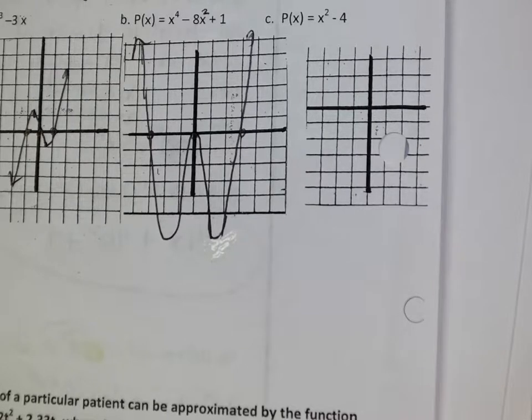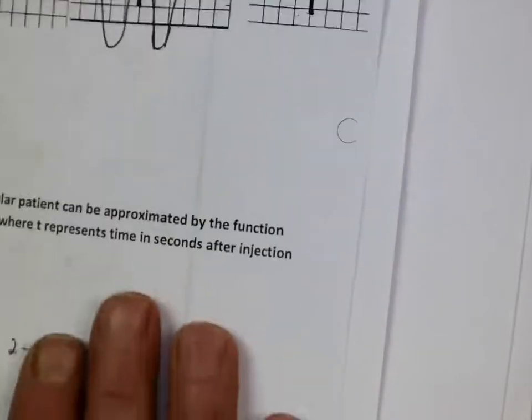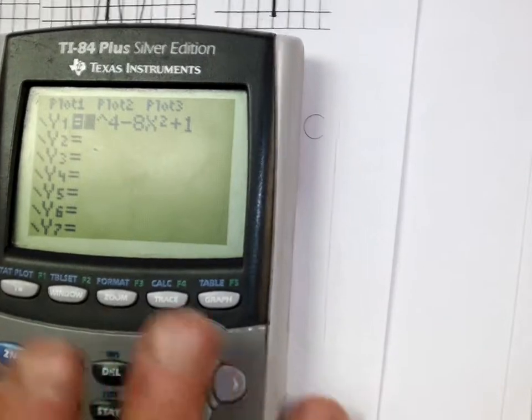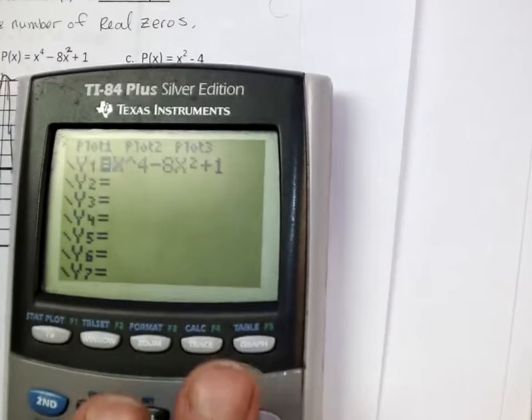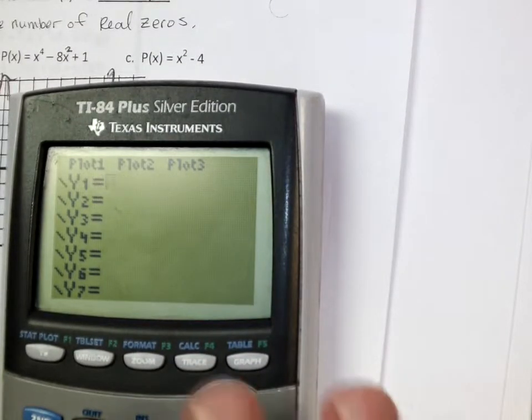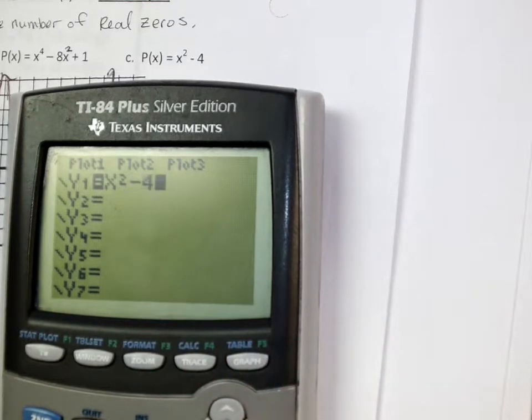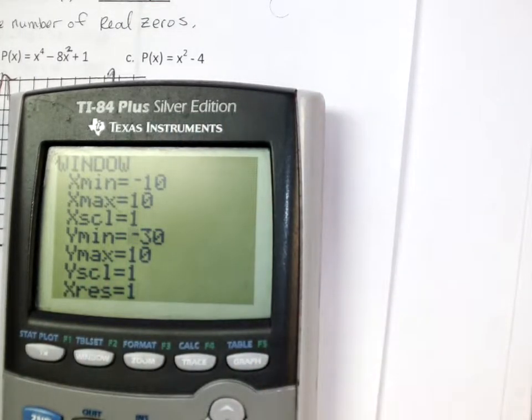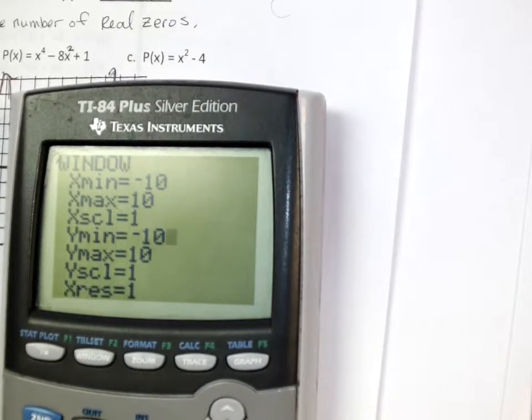Okay, how about the next one? Everybody agree so far? Everybody good? Okay, how about the next one? Can you do the next one? So go y equals, right. I want to clear that. x squared, subtract 4, okay. I'm going to go back and change my window back to negative 10. I liked Aaron's suggestion, but I'm going to go back to negative 10 because I kind of know what this one looks like, okay? Graph it.